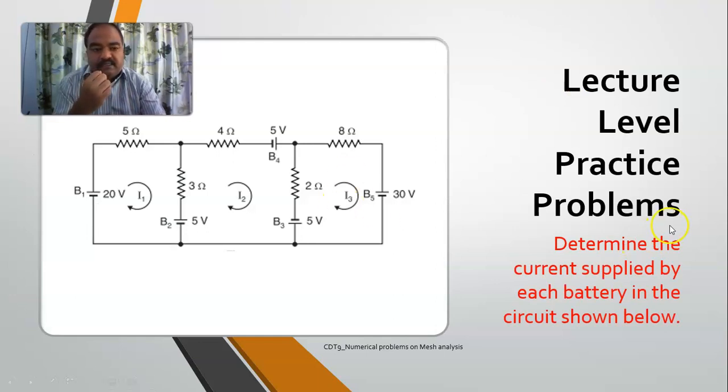Determine the currents supplied by each battery. So you are supposed to apply mesh analysis for this one. See how many meshes are there. There are 3 meshes. Try to write equations for them. You follow the 6 steps which I have taught you in the class and get the answer by tomorrow. Okay, thank you.